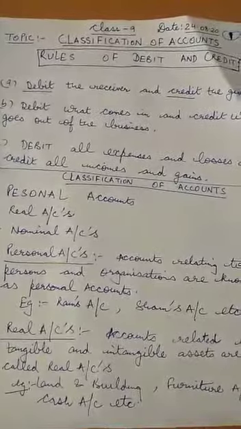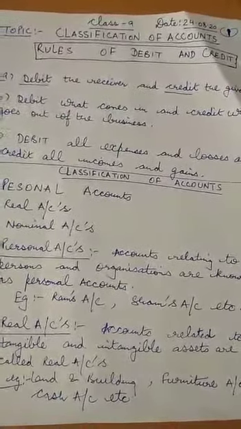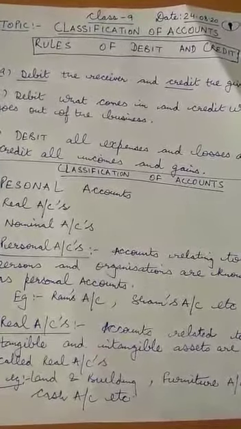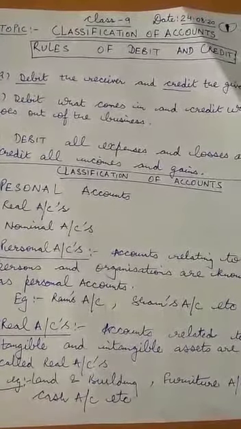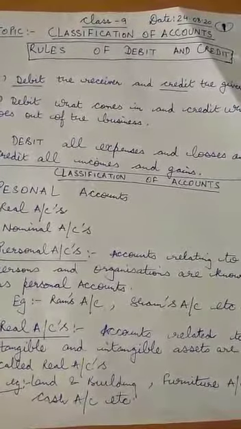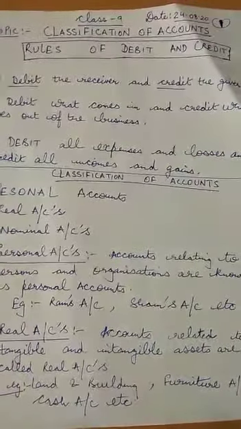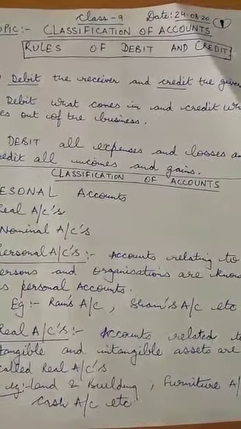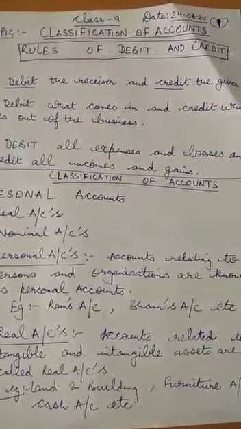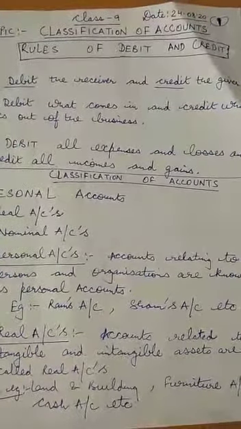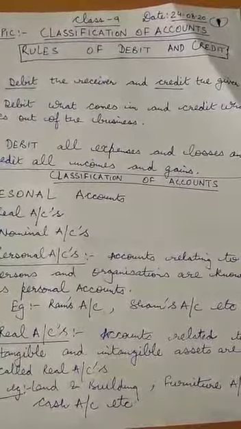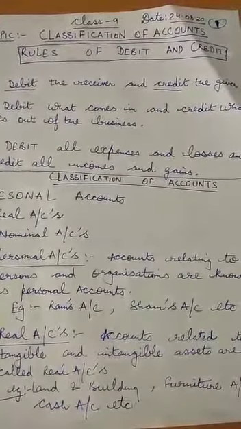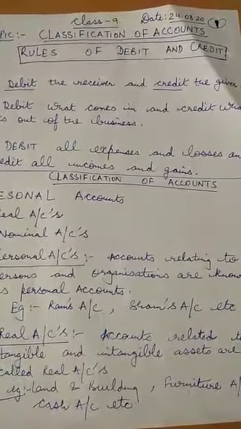Now moving on to the next account, that is real account and nominal account. Children, when we talk about the broad category, there are two broad categories, personal accounts and impersonal account. Kindly note the real and the nominal accounts are part of the impersonal account because they do not deal with persons. Now, the real accounts, children, are further categorized into tangible and intangible. The accounts which are related to tangible and intangible assets, children, are called real accounts.